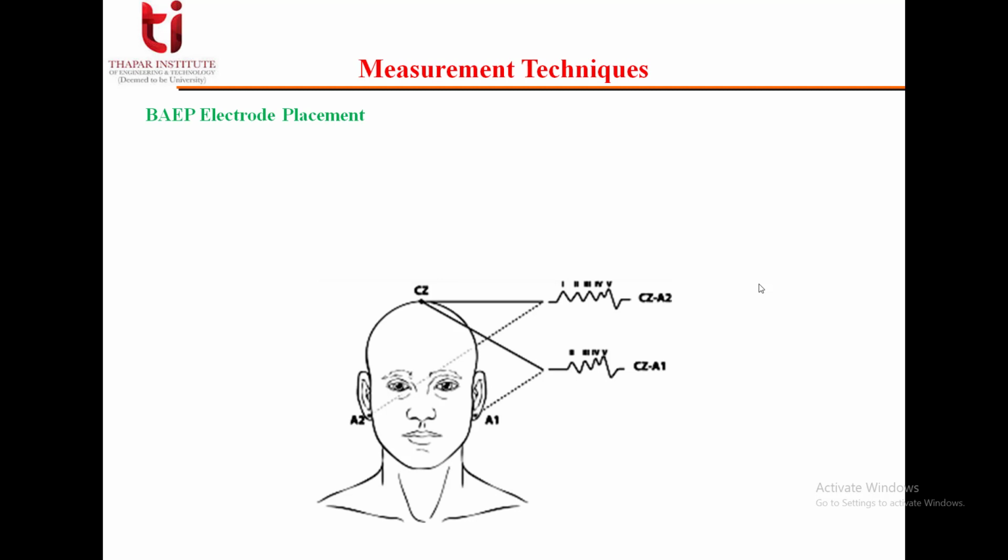Now, how will we measure and record these signals? Where will we place the electrodes? We have seen that we have to place the electrodes like we do in EEG. But let's find out the basic locations where we place the electrodes to get this signal. As you can see in this diagram, we have CZ, A2, A1.